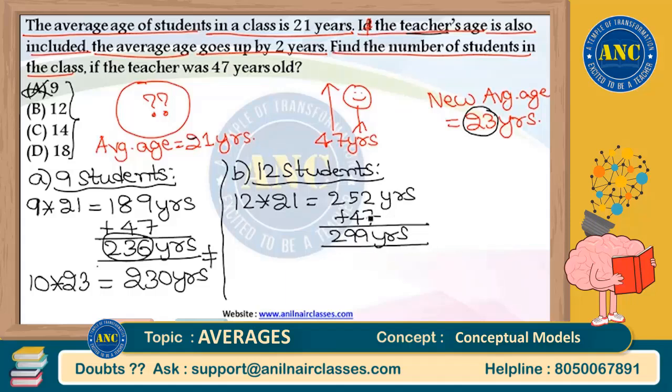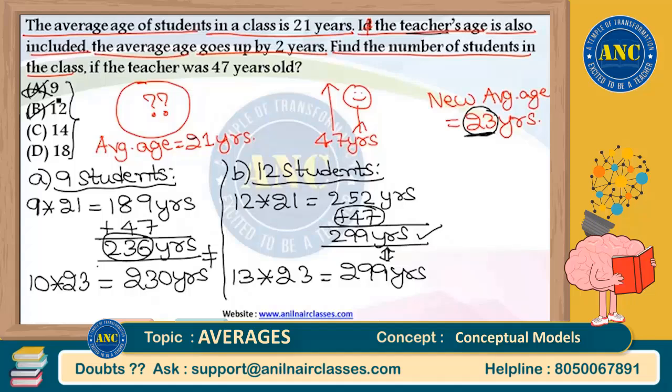Now, after inclusion of the teacher, the total age is 299. But including the teacher, there are 13 people right now. The new average is 23. 13 into 23 is also 299 years. Both ways, it is getting the same value. Therefore, my assumption of 12 is correct.